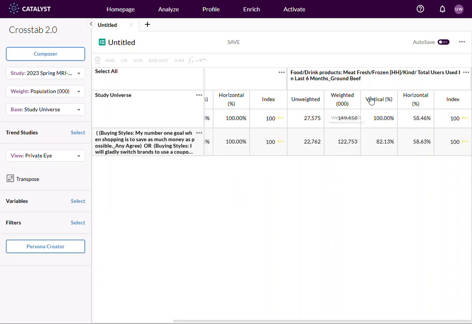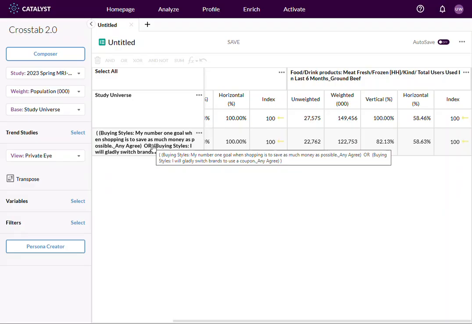Your vertical and your horizontal tell you things about each of these groups. So the vertical number always tells you about your column. Your column is vertical, so it always tells you about the thing that's in the column. So this tells you about all the people who bought ground beef in the last 6 months. Of all those people who bought ground beef in the last 6 months, 82.13% of them like to save money. 82% of them.